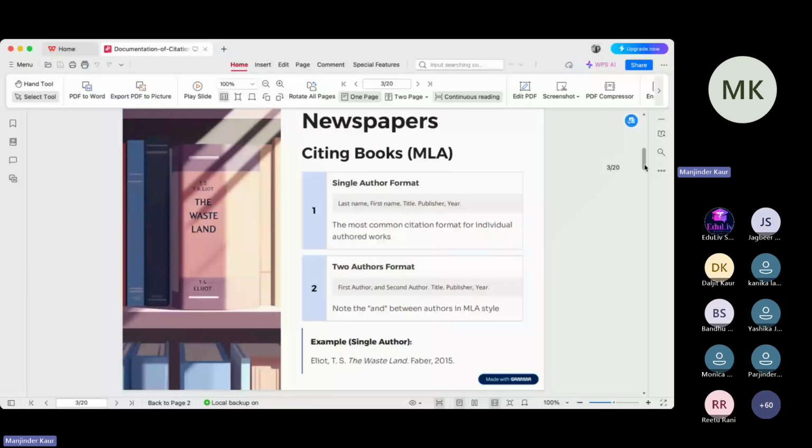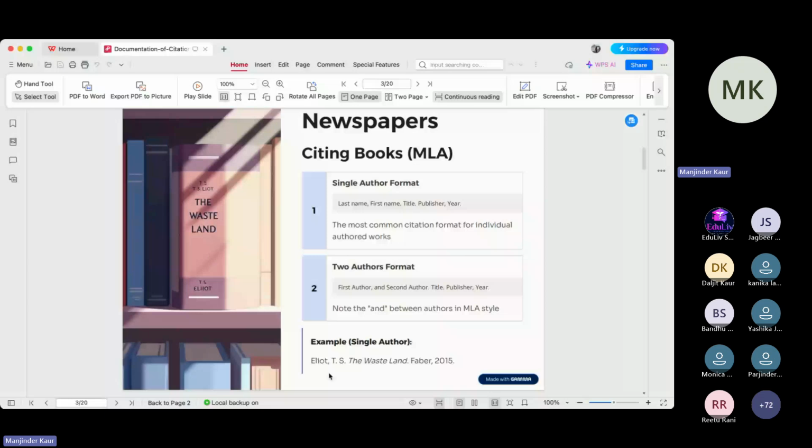We write "and" between the names of the two authors. After that, everything remains the same. Period, title, publisher, comma, year. We'll take the example, as you can see in the figure also, T.S. Eliot's book, The Wasteland. It is a long poem, very famous one, modernistic piece of literature.